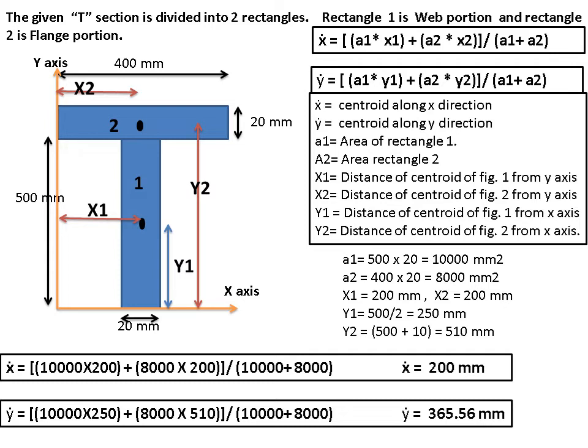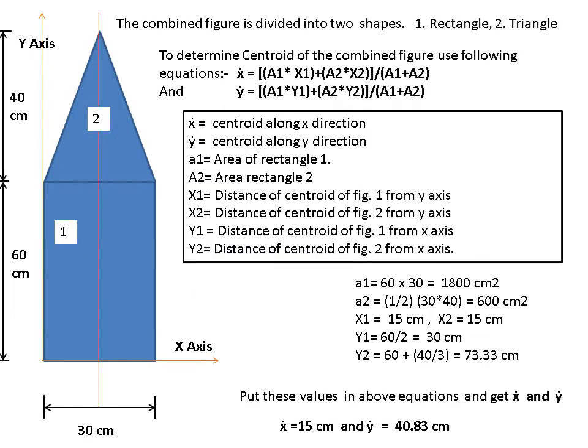Remaining thing is simple. You just put these values in the equations and you will get the answer. So accordingly you get x bar is equal to 200 mm and y bar is equal to, this is the second figure.